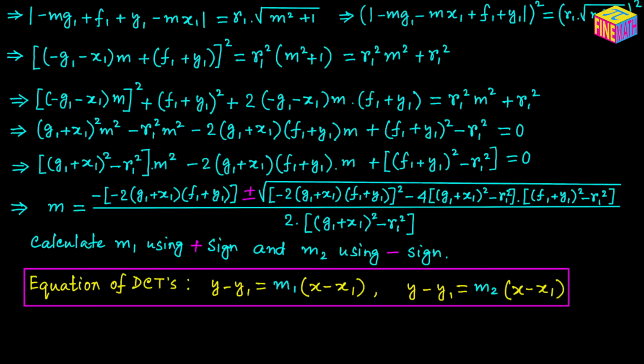Here you have seen the technique of how to calculate the two possible values of m, and then simply use that value in the equations. We have already calculated the values of x sub 1 and y sub 1, and just now we calculated the values of m sub 1 and m sub 2. So just plug in those values, then you have the equations of the two direct common tangents.